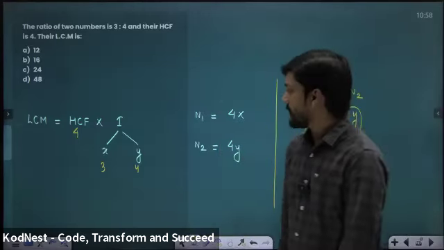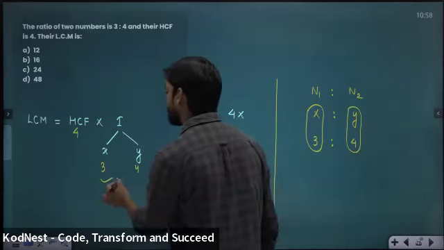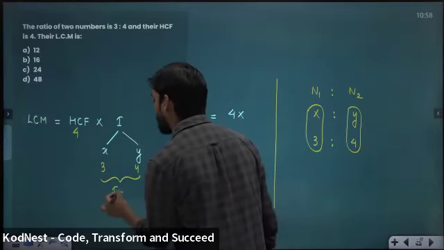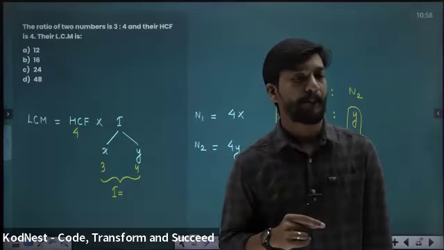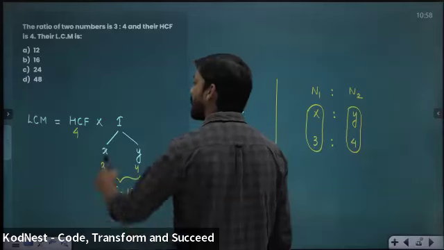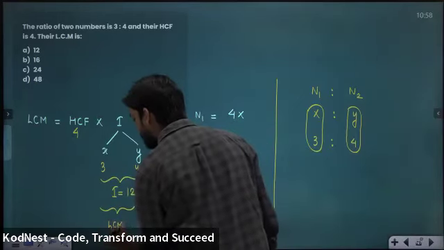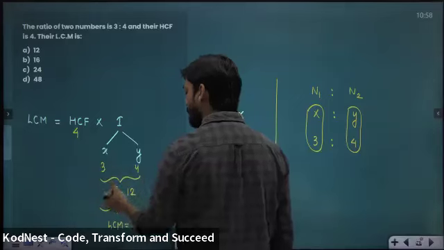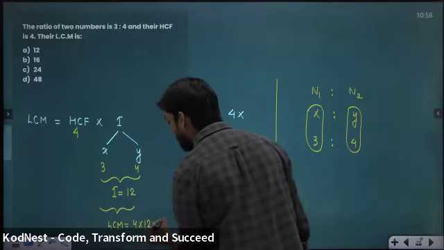Now please carefully answer. If x is 3, y is 4, what is the integer? We are going opposite now. 12. 4 into 3 is 12. If the integer is 12, what is LCM? LCM is 4 into 12. 4 into 12. 48.